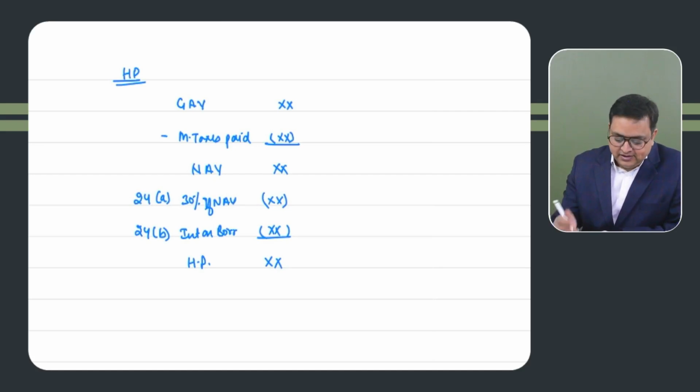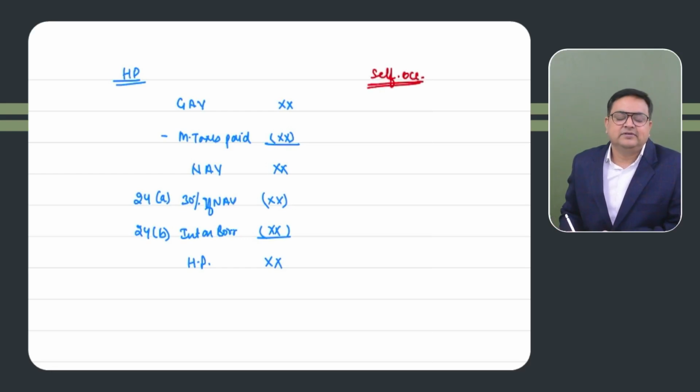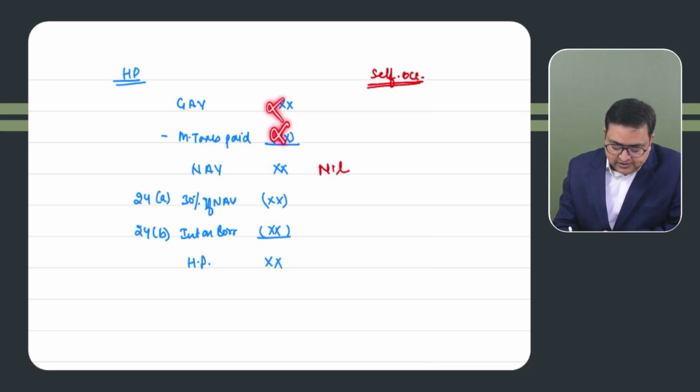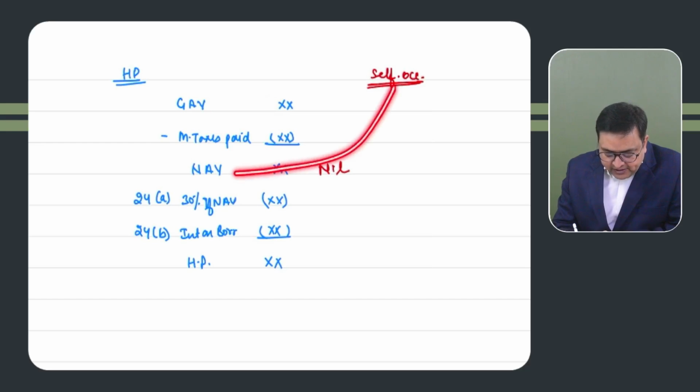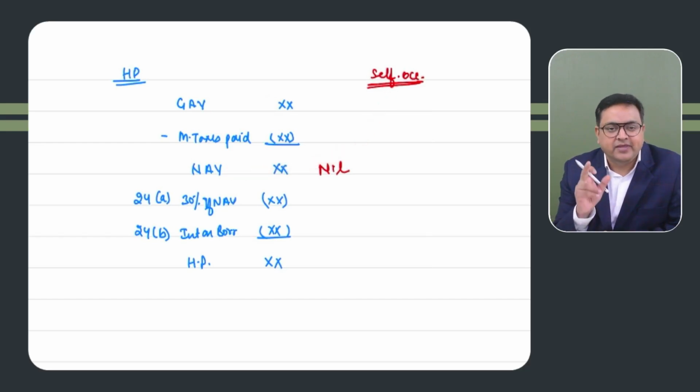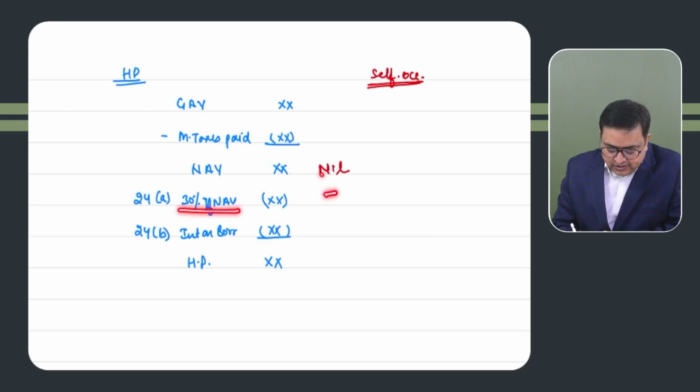If the house is self-occupied the entire year, if 100% the house is self-occupied, you have to take the NAV as nil. You have to take the NAV as nil in case of self-occupied property. You will not start from GAV. You will not deduct any municipal taxes. For self-occupied property, your starting point should be NAV, NAV nil. 24A is 30% of nil, which would be 0. 24B, interest on borrowings.